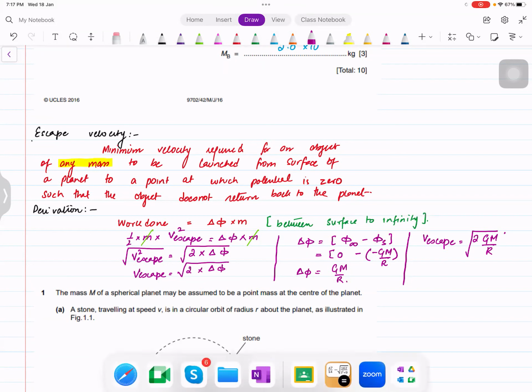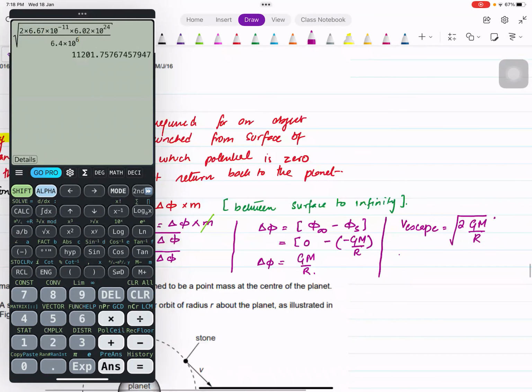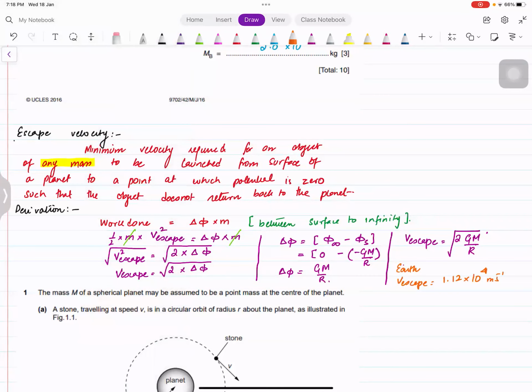For instance, if we talk about Earth, I know Earth's radius and everything by heart for some reason. So 2 times 6.67 times 10 raised to power minus 11. Earth's mass is 6.02 times 10 raised to power 24 kilograms. And the radius of Earth is 6.4 times 10 raised to power 6. So basically, for Earth, I'm just giving you a small example. The escape velocity is 1.12 times 10 raised to power 4 meters per second. That is the speed you should throw something. Anything, if you throw it at this speed, it will never return back to Earth. Understood? Lovely. Thank you for the information. We'll use it later.